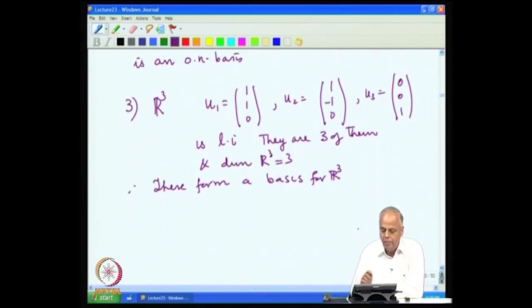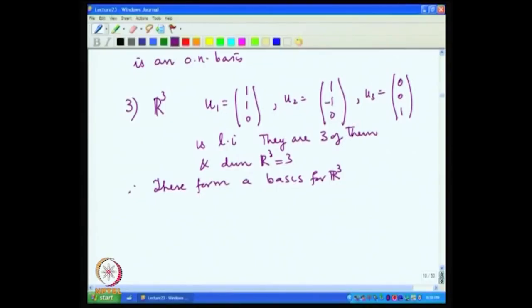Now, every vector here is orthogonal to the others, because the dot product of u1 and u2 is 1 into 1 plus minus 1 into 1 plus 0 into 0, which is 1 minus 1, which is 0. Similarly, u2 and u3 are orthogonal, and u3 and u1 are orthogonal. So, these vectors are orthogonal, and they form an orthogonal basis.